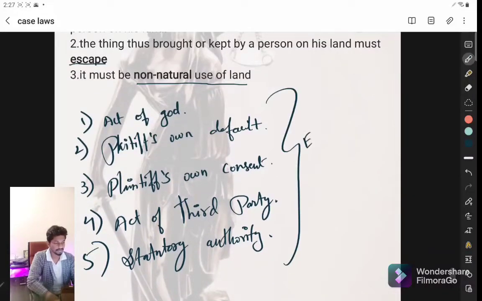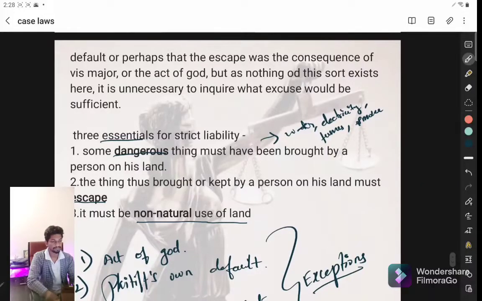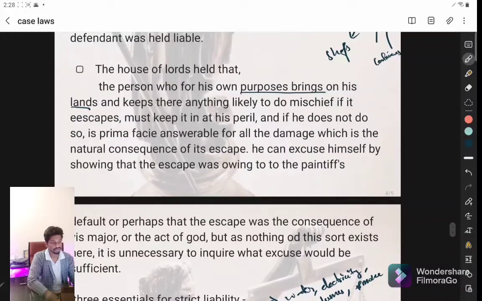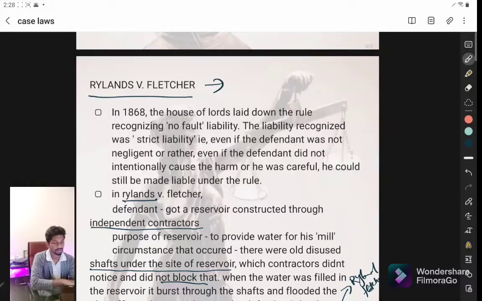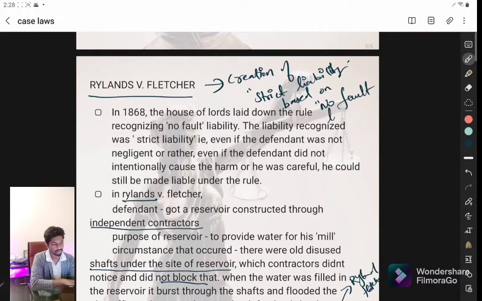So these are the exceptions, and these are the essentials, and this is the judgment they gave. These statements said that he must be liable for the act even though he hadn't been negligent, or didn't intend to cause harm to anybody. So that's it. This is one of the landmark cases which led to the creation of strict liability, based on no-fault liability.